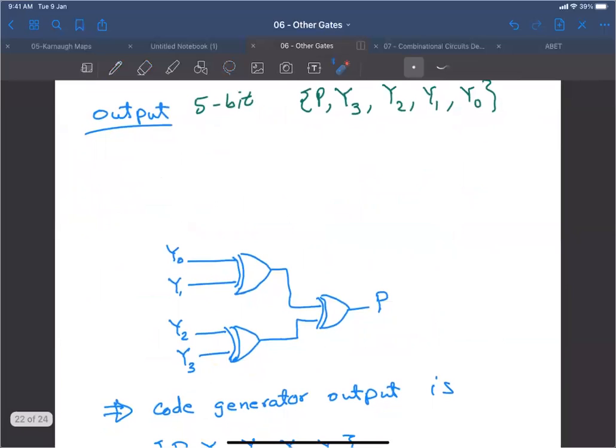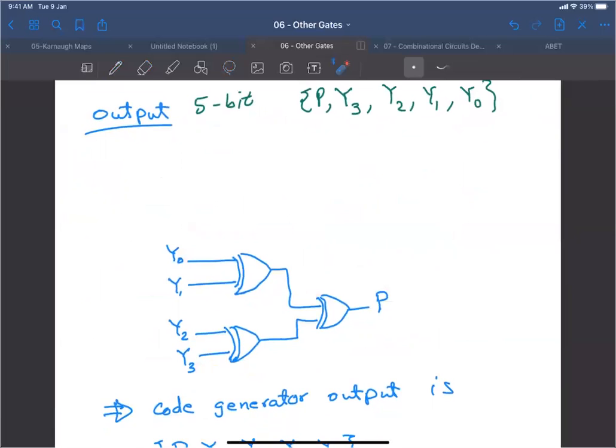Using the associativity of the XOR gate, I know that this is my circuit, because P is nothing but Y0 XORed with Y1, XORed with Y2, XORed with Y3. This is an odd function. An odd function uses an XOR gate.